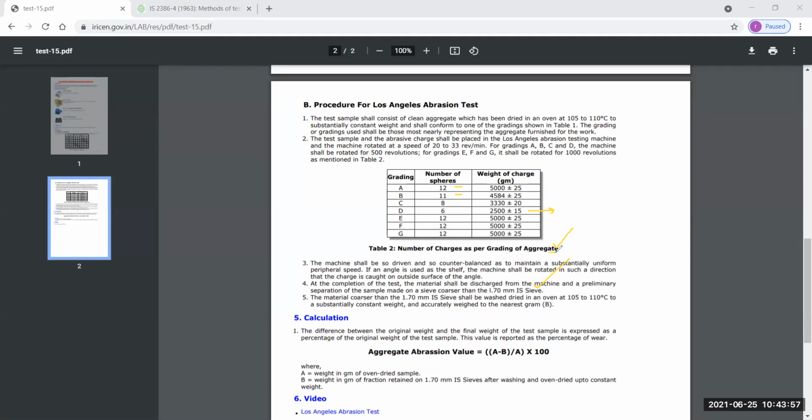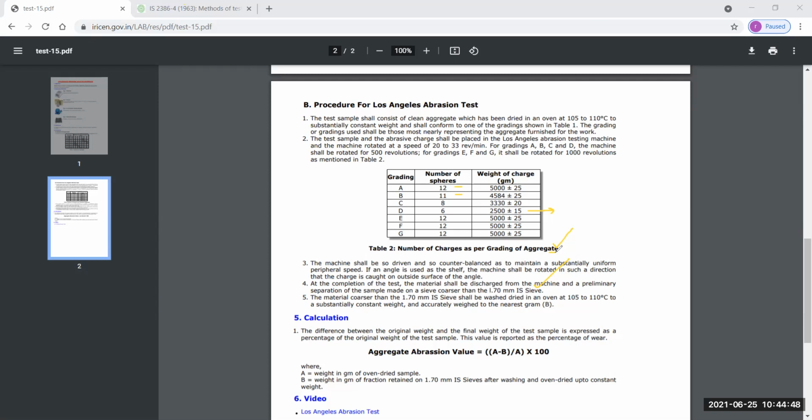Next, the machine shall be so driven and so counterbalanced as to maintain a substantially uniform peripheral speed. If an angle is used on the shaft, the machine shall be rotated in such a direction that the charge is caught on the outside surface of the angle. At the completion of the test, the material shall be discharged from the machine and a preliminary separation made on a sieve coarser than 1.70 mm IS. The material coarser than 1.70 mm shall be washed and dried in an oven at 105 to 110 degrees Celsius to a substantially constant weight and accurately weighed to the nearest gram.